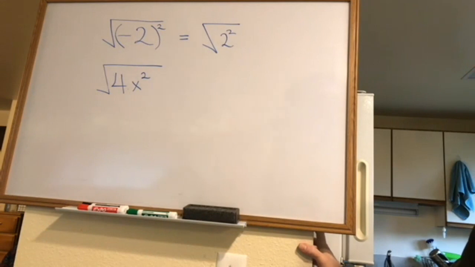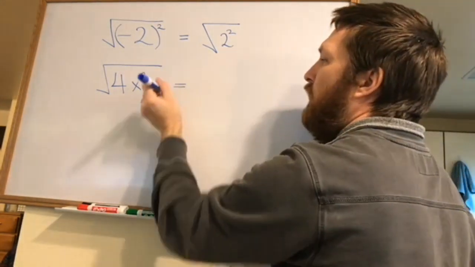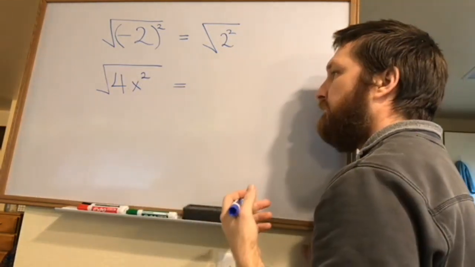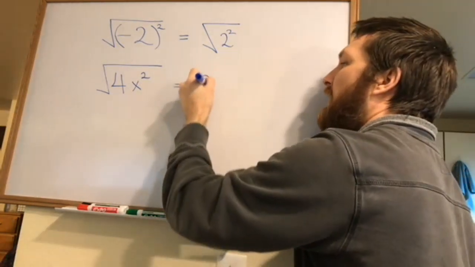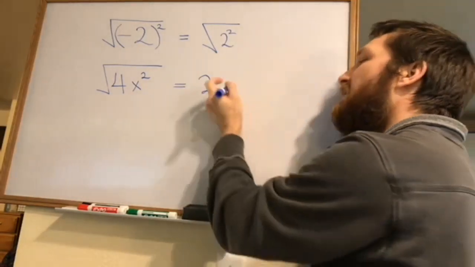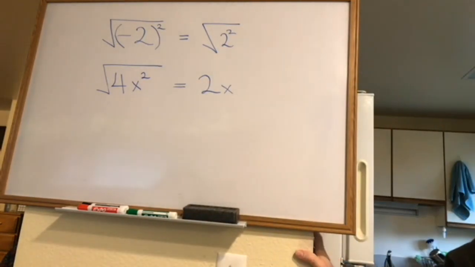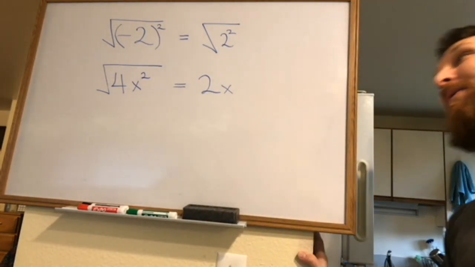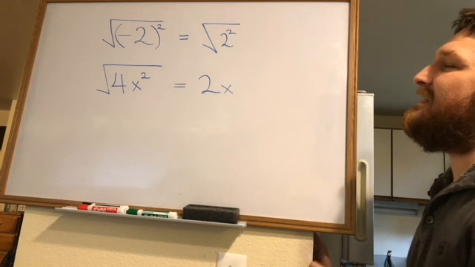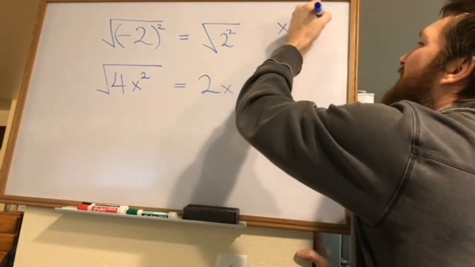We'd say, well, I know that the square root of 4 is what? 2. And the square root of x squared is what? X. You think so. And you'd be like, okay, so I'm done, right? Well, no, because what if x itself was a negative number? What if x was, say, -3?